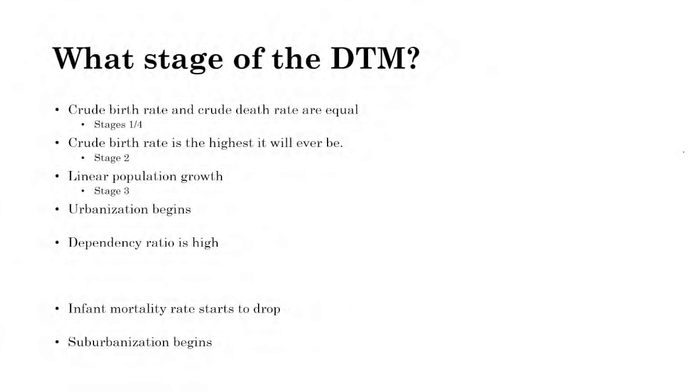Urbanization begins. Urbanization begins when, of course, people are moving to cities. They're moving from rural areas to urban areas. And we've seen this historically start as a result of industrialization or manufacturing. And that typically occurs in stage 2.